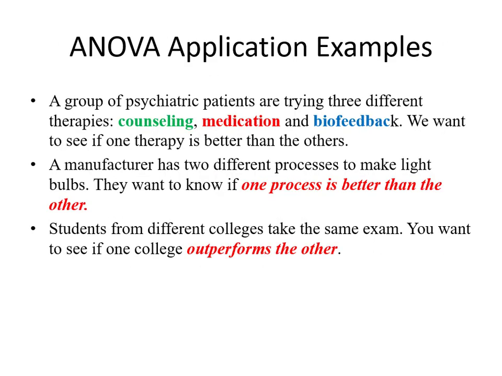In this lecture, I'm going to discuss a little bit more about ANOVA and when you need to use it. There are some examples you can see on the slide. A group of psychiatric patients are trying three different therapies: counseling, medication, and biofeedback. These are the three different therapies which the doctor applies to the psychiatric patients. We want to see if one therapy is better than the others.